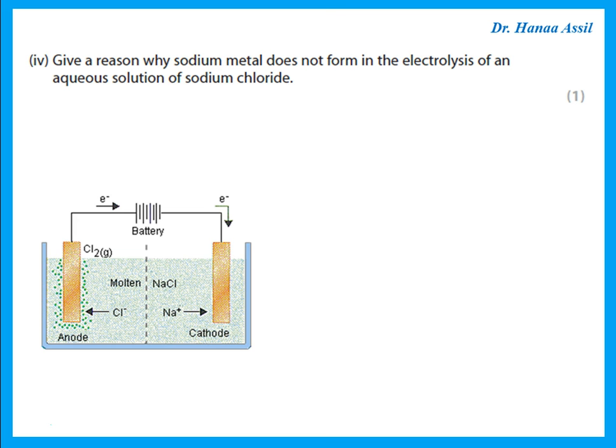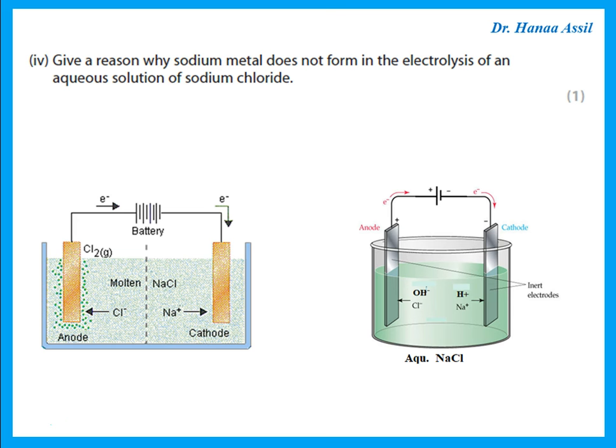So that was molten. But now he's saying, what about if we're talking about aqueous solution of sodium chloride? Remember that when we have an aqueous solution, this means that now, in addition to the Na+ and Cl- , we also have the ions from water. This is a solution, so it's dissolved in water, so we also have H+ and OH- ions.